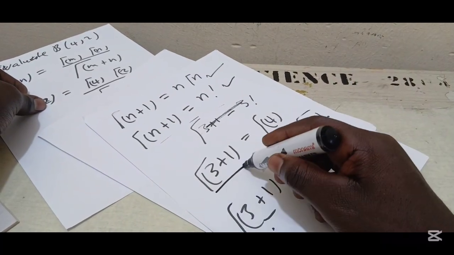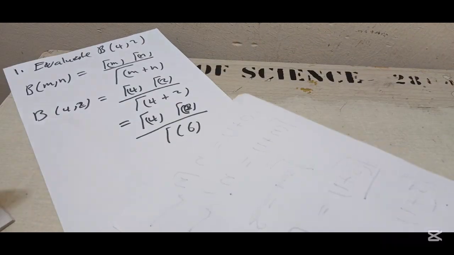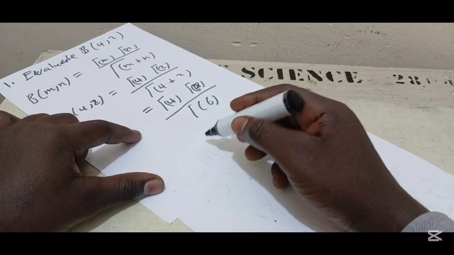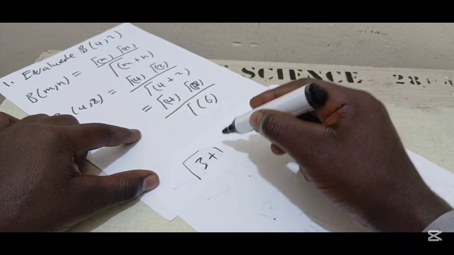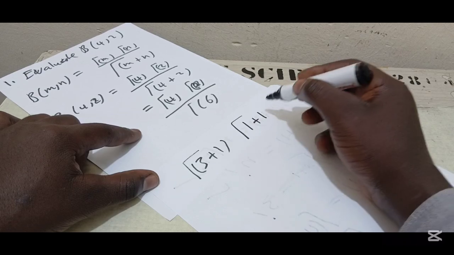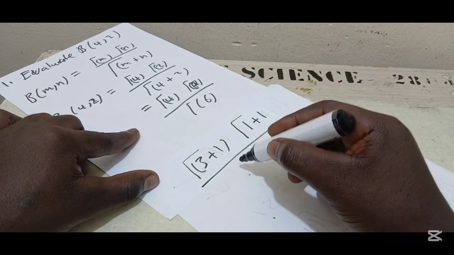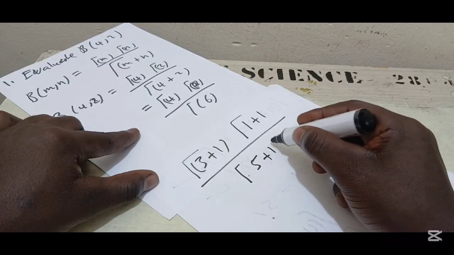And this one is gamma 4. So with this, let's go ahead and simplify the expression here. So we have gamma 4, and gamma 4 we can break down as gamma 3 plus 1, right? And we can also break gamma 2 down as gamma 1 plus 1, right? And we can break gamma 6 down as gamma 5 plus 1.